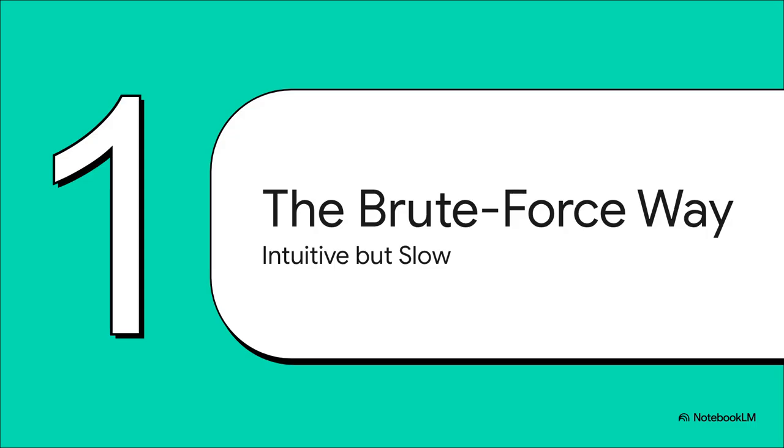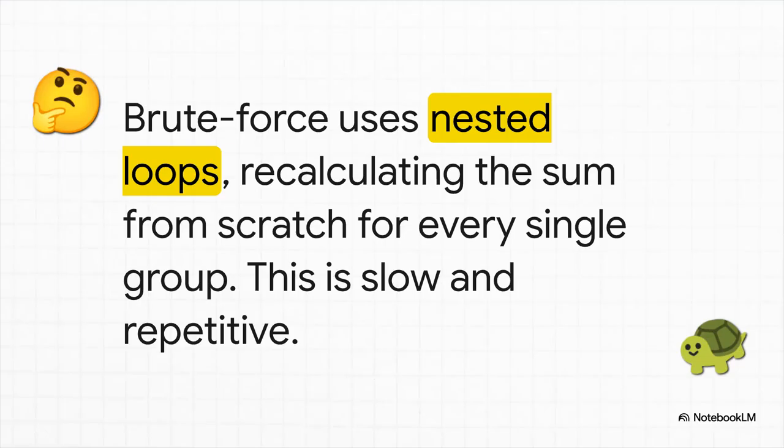All right, so the first way you'd probably think to solve this is what we call the brute force approach. It's the intuitive path, the one that makes sense right away. And hey, it works, but it's hiding a huge inefficiency. So what does this brute force method actually do? Well, it's pretty straightforward. It looks at the first three numbers and adds them up. Then it moves over one spot and calculates the sum of the next three numbers, completely from scratch. It does this over and over for every single possible group, which means it's constantly re-adding the same numbers it just looked at a second ago.